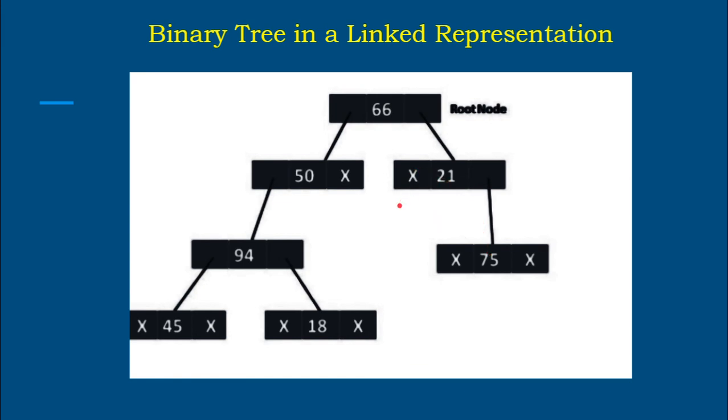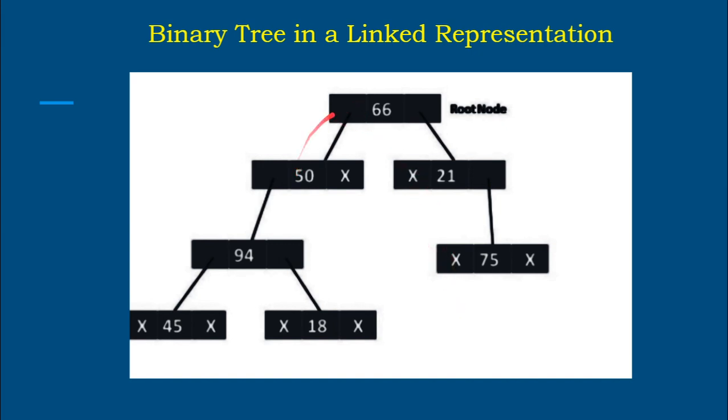There is no left child, but there is a right child. So left is marked as empty and right is given an arrow to the next child, and it goes to 75. 75 has no left and right children, so it is the end of the node, the terminal node. So this marker present in the left child and right child fields indicates whether the particular node has a left child, a right child, or no child. Accordingly, this is the linked representation for a binary tree.